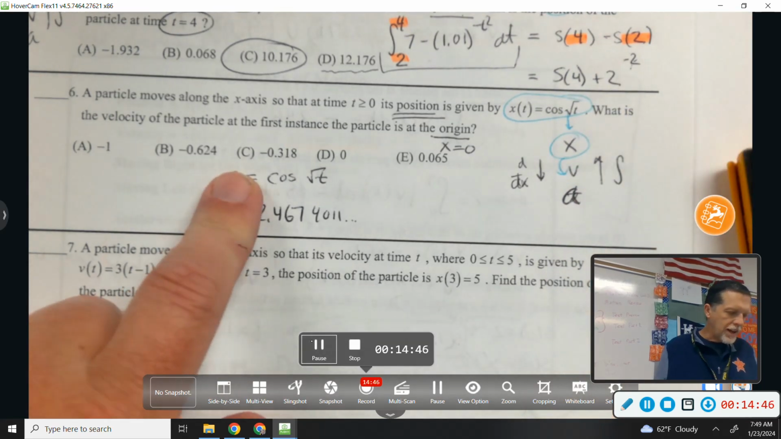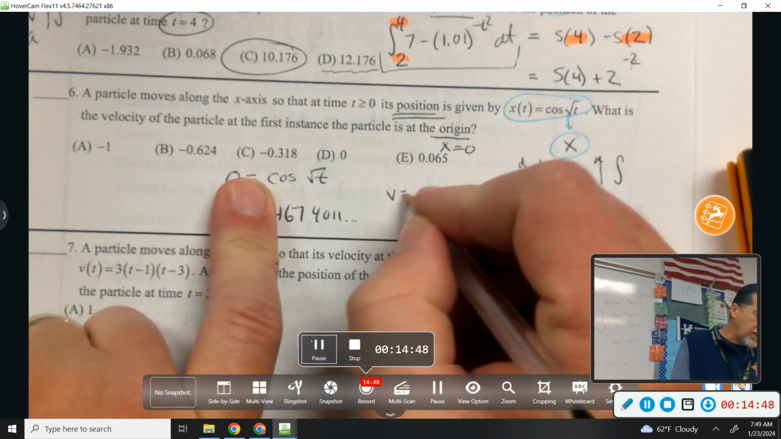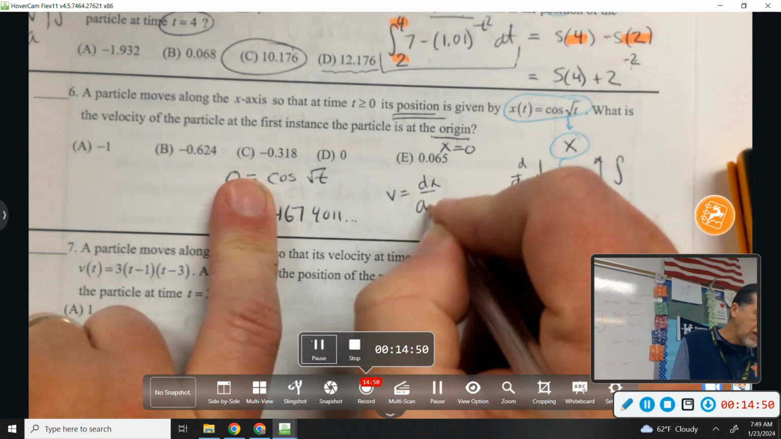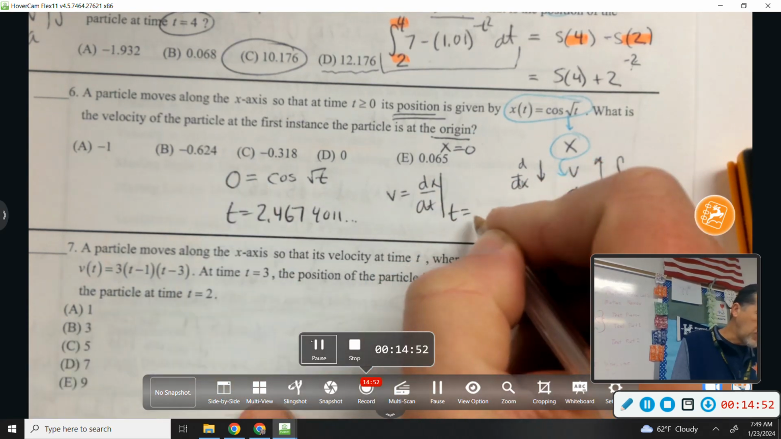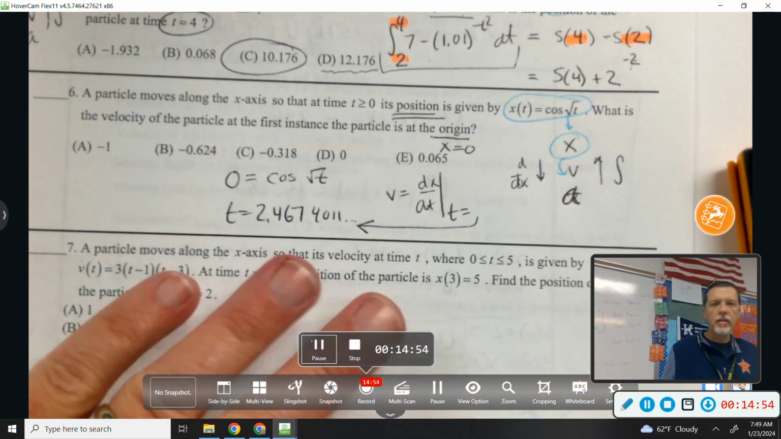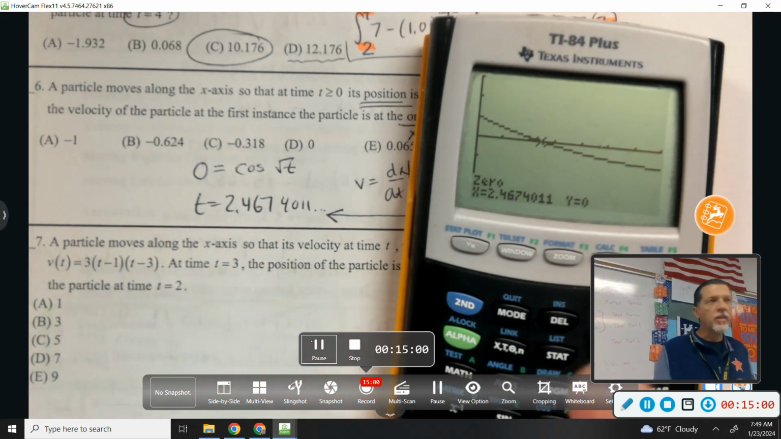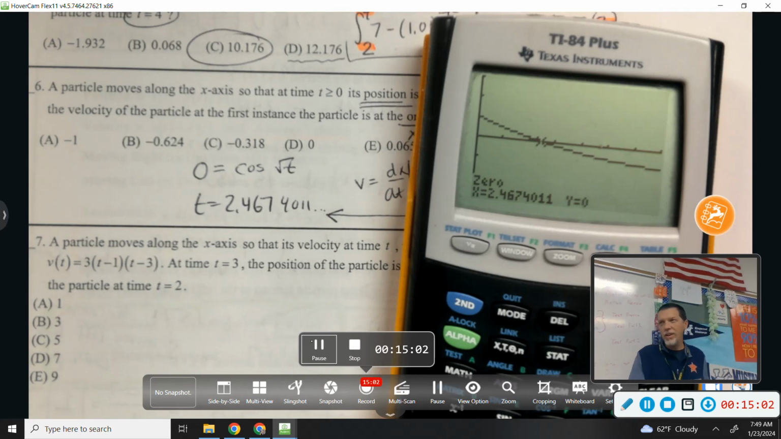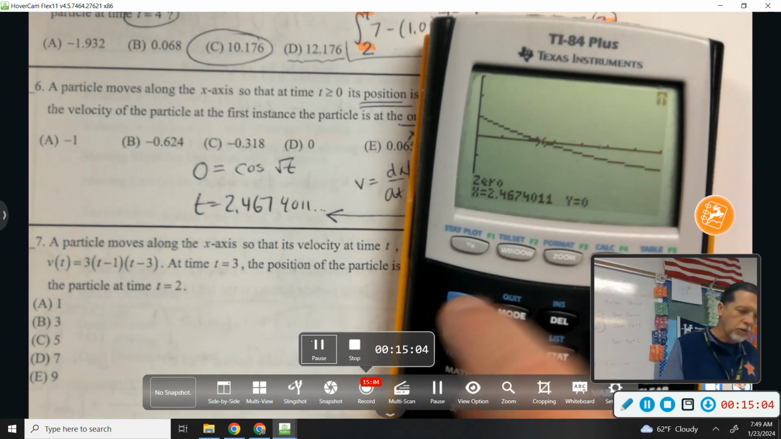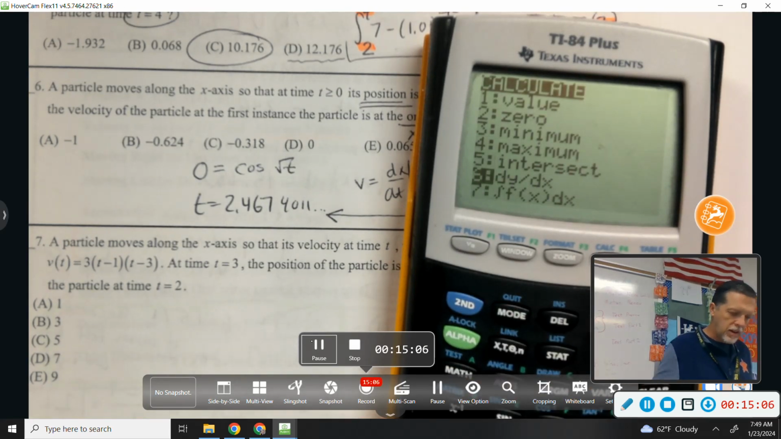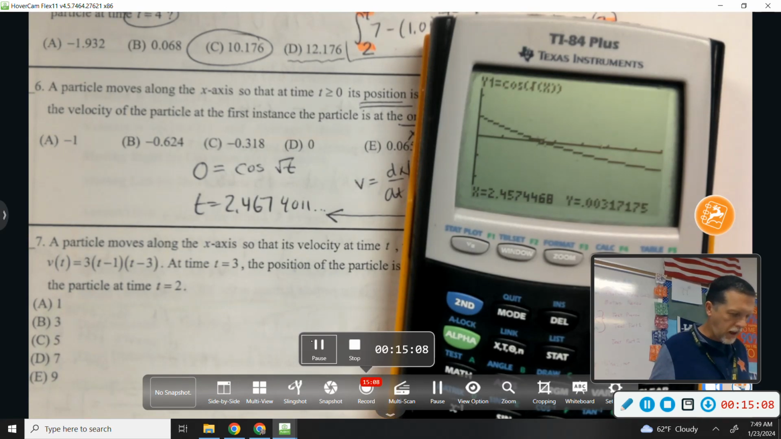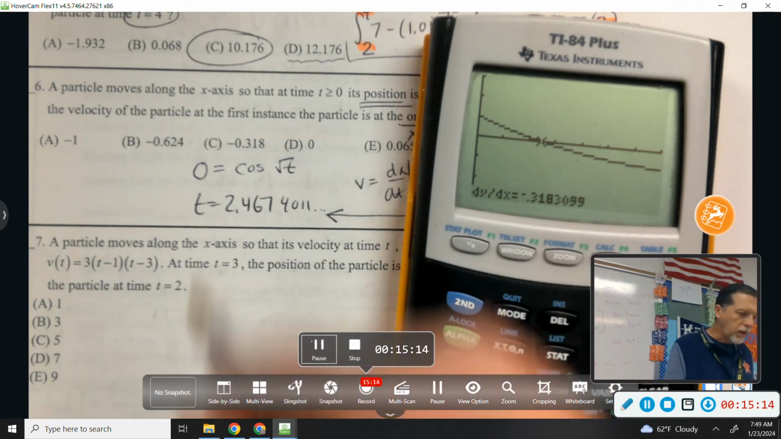So velocity. Well, velocity is dx/dt at t equals that thing. So let's just find it on the graph. You can go back to the main screen and do derivative, but you can also just do it on the graph. dy/dx at 2.4674011 is negative 0.38.